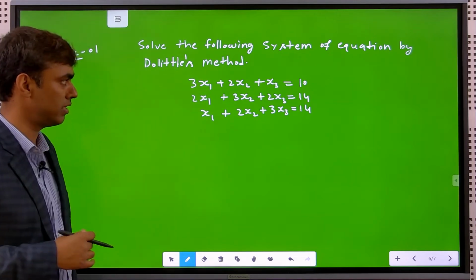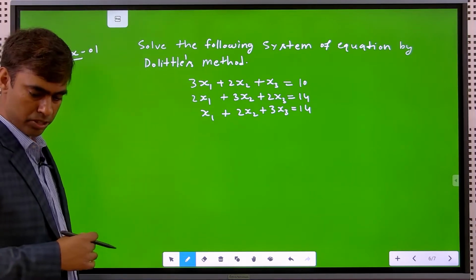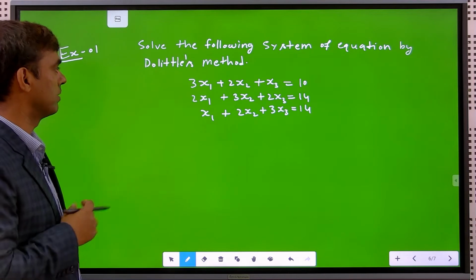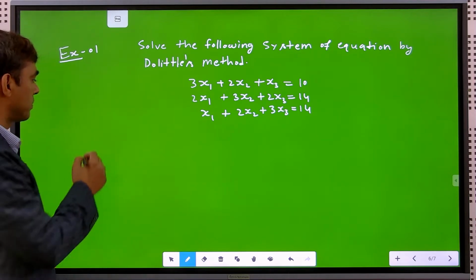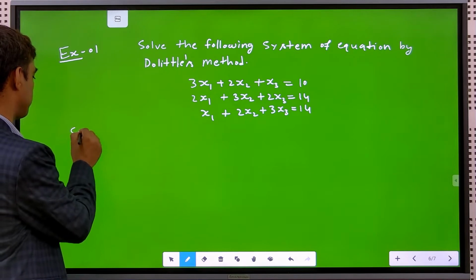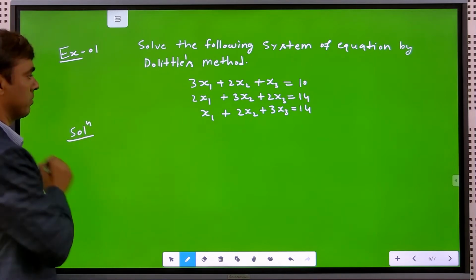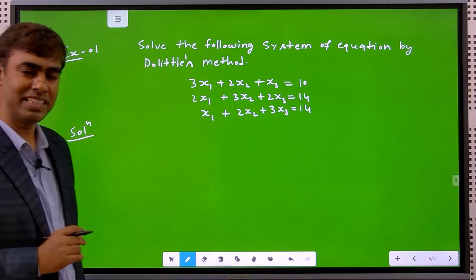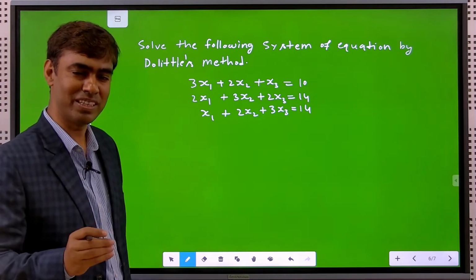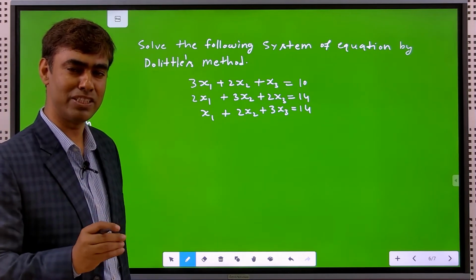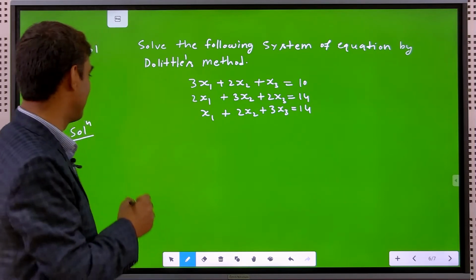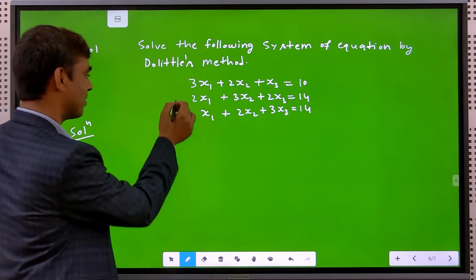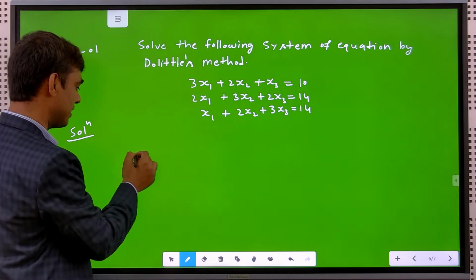Now, let us check whether we wrote the correct equations or not. This one is 10, 14, 40. Okay, so we wrote the correct equations. Now, how do we find the solution? First of all, we write the given system of linear equations in matrix form. So, what is the matrix form? Here we write the coefficient matrix A.